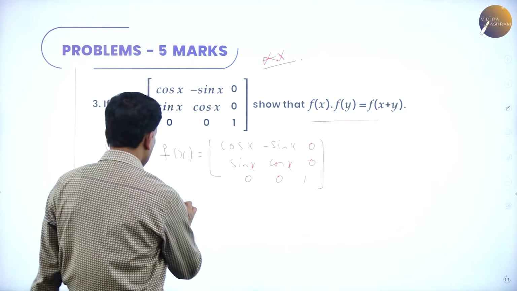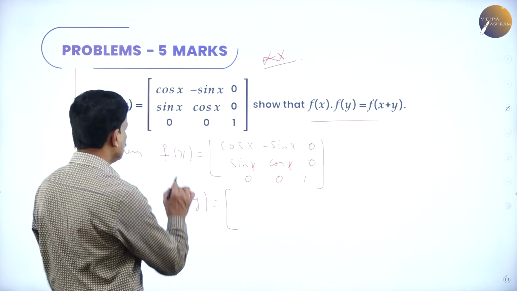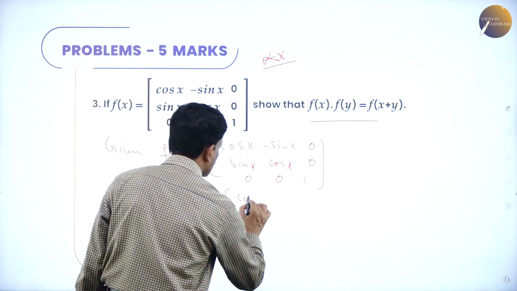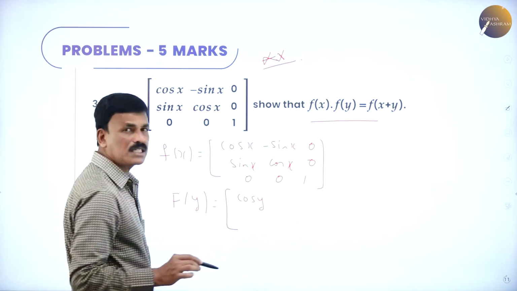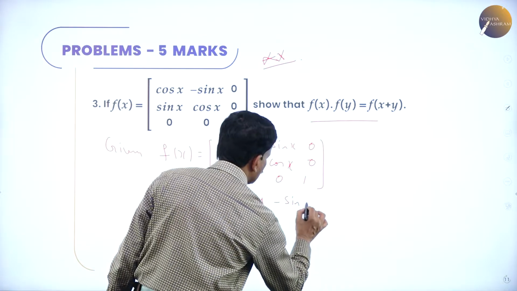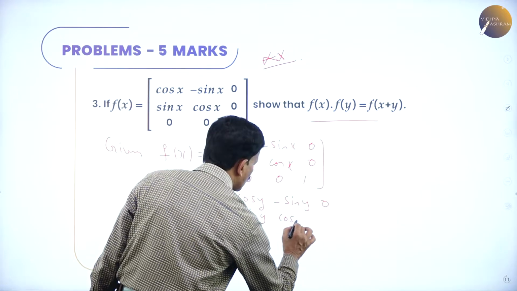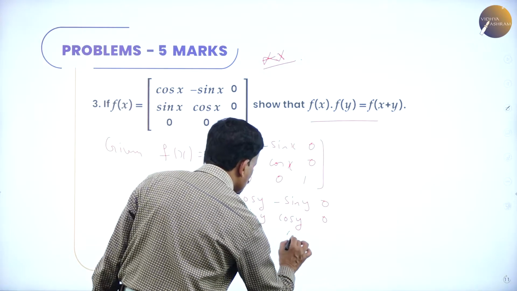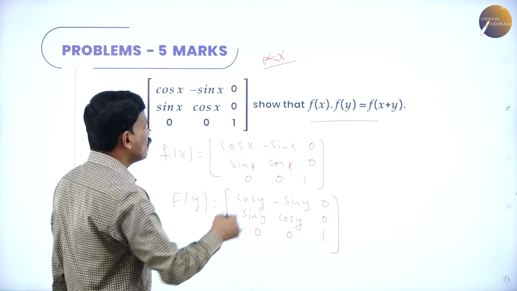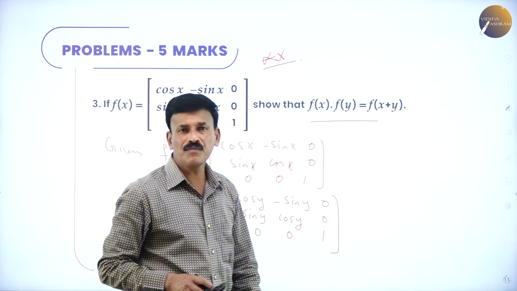Now just f of y, what is f of y? Just replace x by y, that's it. If f of x is this cos x, means f of y is equal to cos y, that's all. X is replaced by y, put x is equal to y: cos y, minus sin y, 0, sin y, cos y, 0, 0, 0, 1, that's all. So f of x into f of y. Now multiply this. If you multiply, what is the answer you are going to get is f of x plus y.